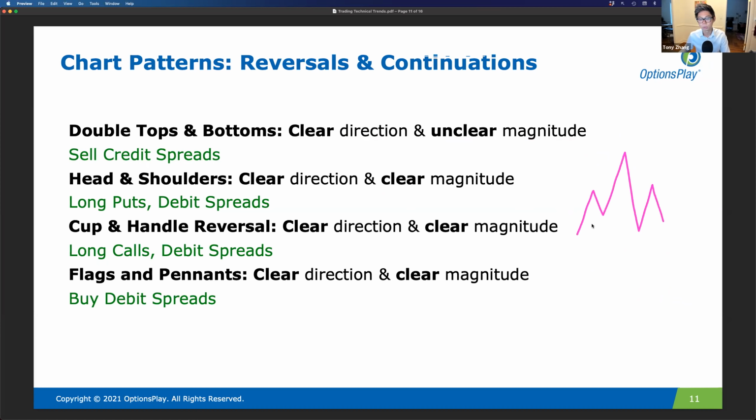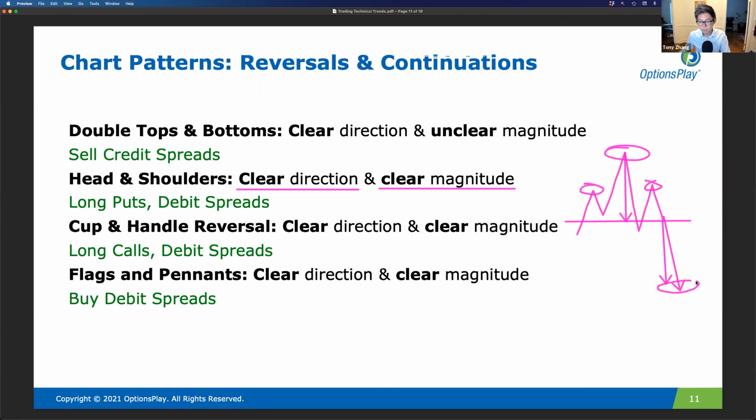Now, another form of topping formation that's similar to the double top is what we call a head and shoulders. A head and shoulders pattern is really where you have a left shoulder, a right shoulder, and what we call a head. And this is a reversal pattern that targets a move to the downside. Now, when we look at head and shoulders patterns, this gives you a clear sense for direction, but it also gives you a clear sense for magnitude because the size of the head to the neckline can be projected down as a target price.